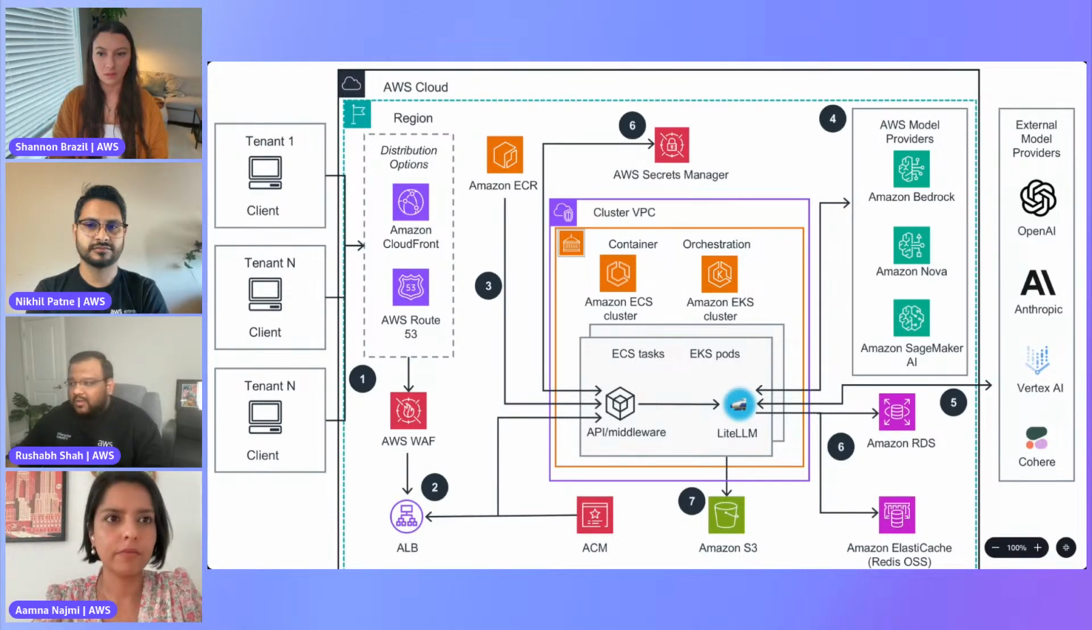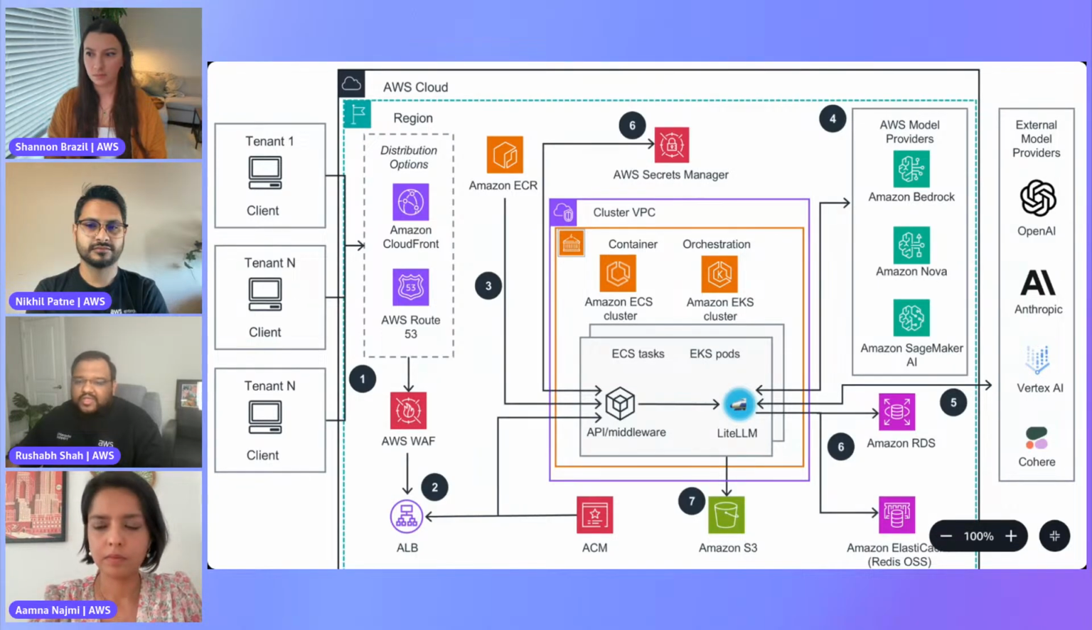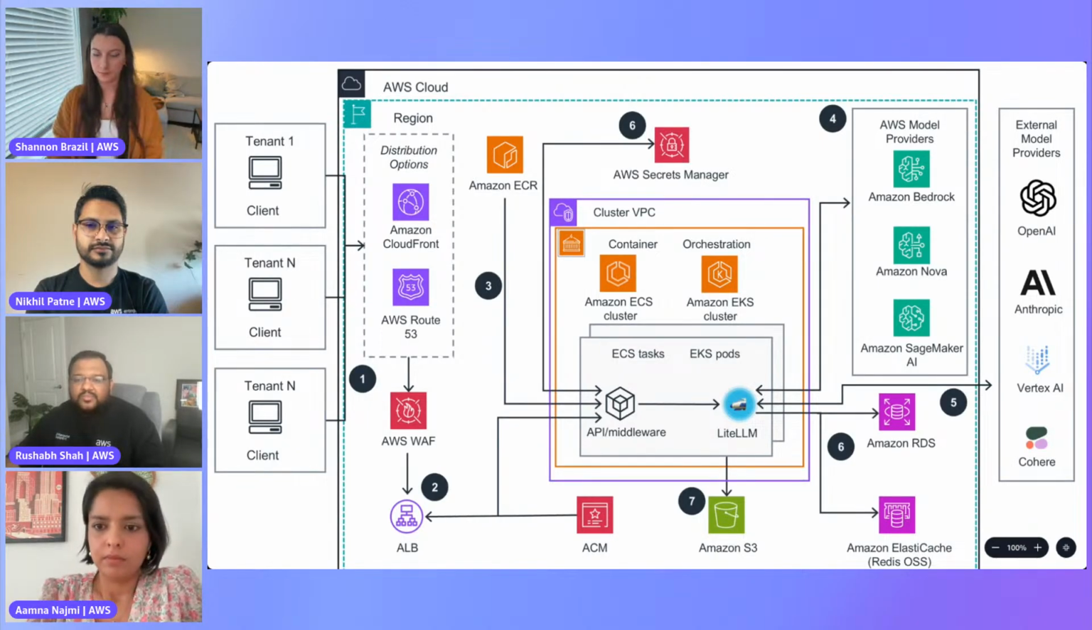Next, as we see on the far right, are the external model providers. The external model providers such as OpenAI, Anthropic, or Vertex AI are configured using the LiteLLM admin UI, which enables additional model access through LiteLLM's unified application interface. So that's how it's done.